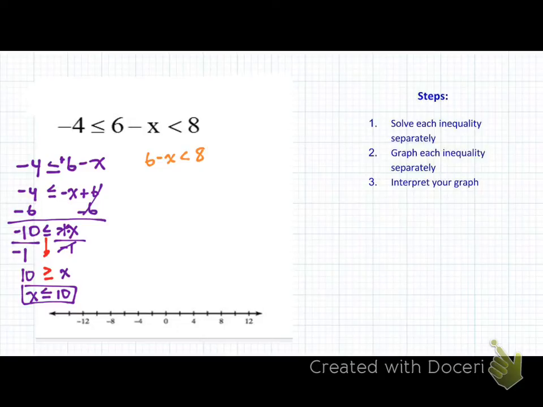Let's do the second half now. We have 6 minus x is less than 8. Can we rewrite this so it's a little bit easier to understand? What's a way we could rewrite it, everyone? Okay, minus x, good, minus x plus 6. Do you all agree? Really? Do you all agree? Yeah, I agree too. That's good.